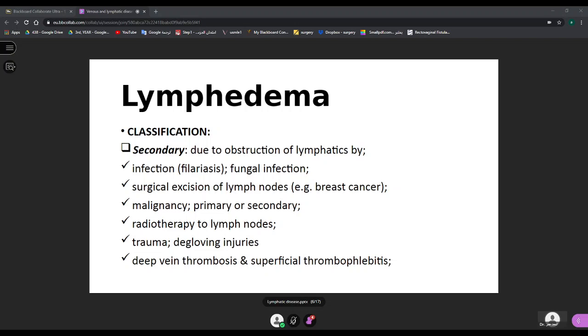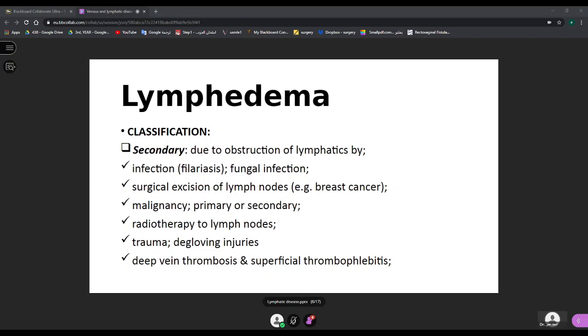Sometimes the lymphatics can be obstructed by malignant cells, and this again can result in lymphedema. Radiotherapy, which is a treatment for cancer, can also destroy lymphatics and result in lymphedema, or trauma, particularly trauma involving the skin and subcutaneous tissues. Okay, deep vein thrombosis and superficial thrombophlebitis, as they give rise to some impedance of blood flow and venous ischemia, can also sometimes result in lymphatic obstruction. And actually, in some cases, lymphedema can coexist with venous disease. So these are the main causes of lymphatic obstruction, which may result in secondary lymphedema.